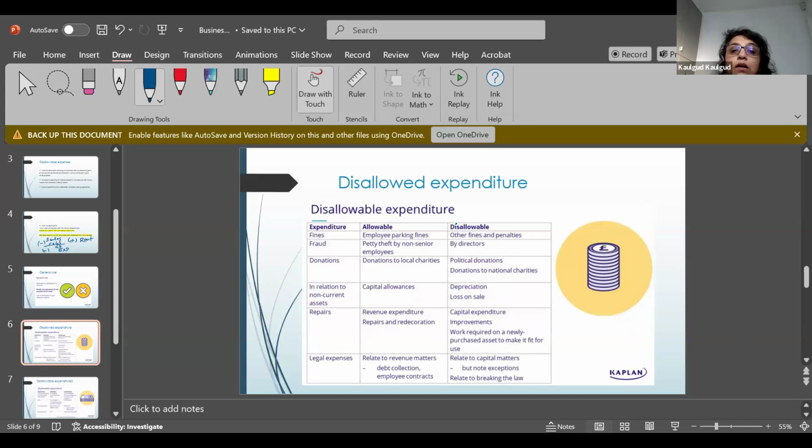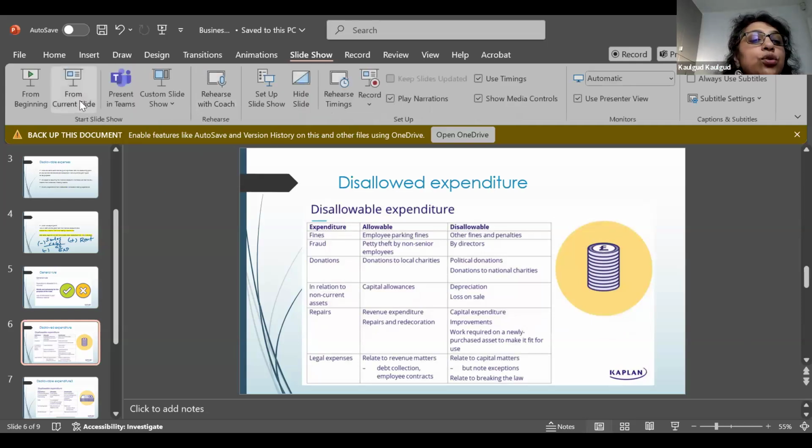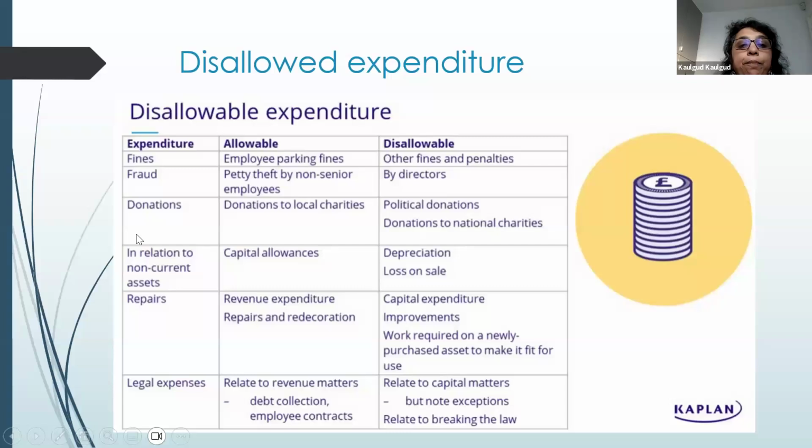So what is a disallowable expenditure? Let me slideshow from the current slide. What are expenditures which are disallowed? Now, if you see here, there is an allowable fine. This one is there on the reference guide, so you don't really have to learn them by heart. But by the time you prepare for your exam, you are probably ready with all of this. If not, never doubt, always rely on the reference guide for these kinds of things.